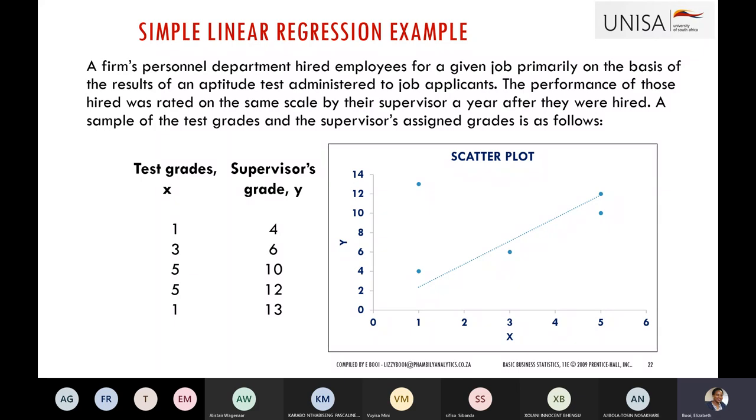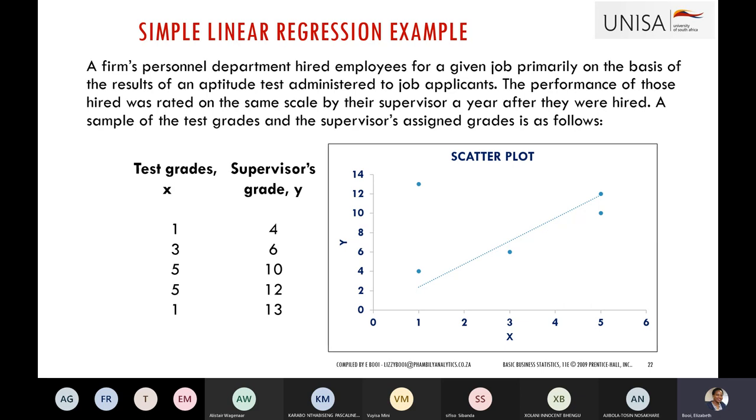I hope I make it easy for you to understand that. And we looked at an example, using the test grade from the aptitude test and the supervisor grade of the applicant once they have been in employment. We plotted the x and y values to see the relationship between them, and we saw it was a positive relationship, because when the test grades were increasing, the supervisor grading was also increasing, with the exception of that one outlier. An outlier is an extreme value, a value out of the norm, far away from the other values.